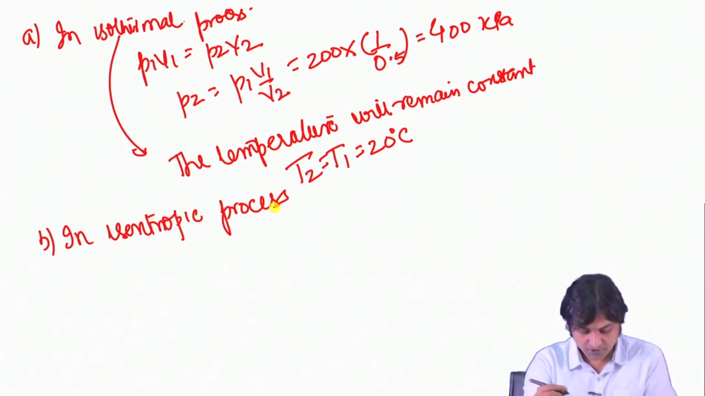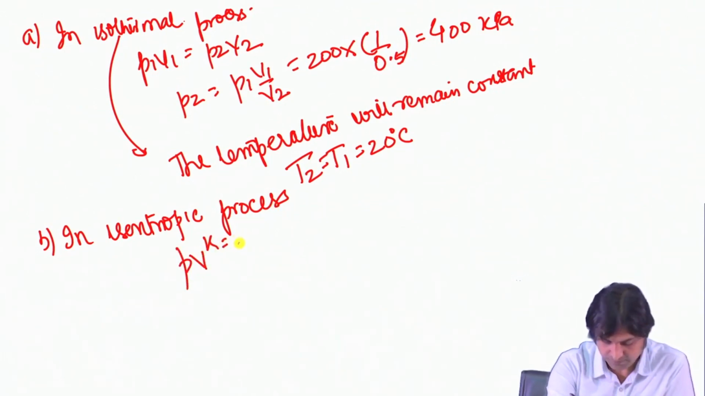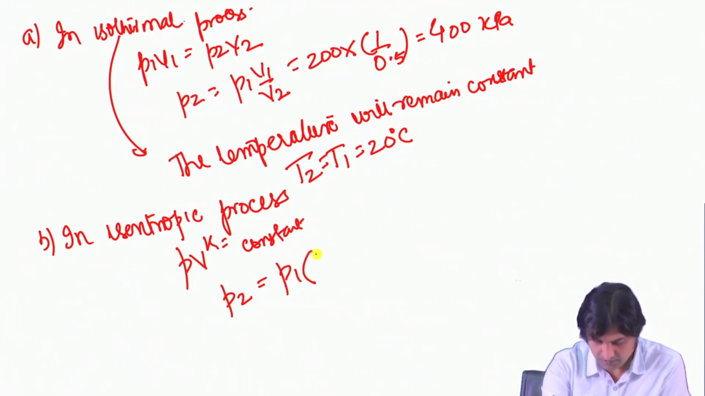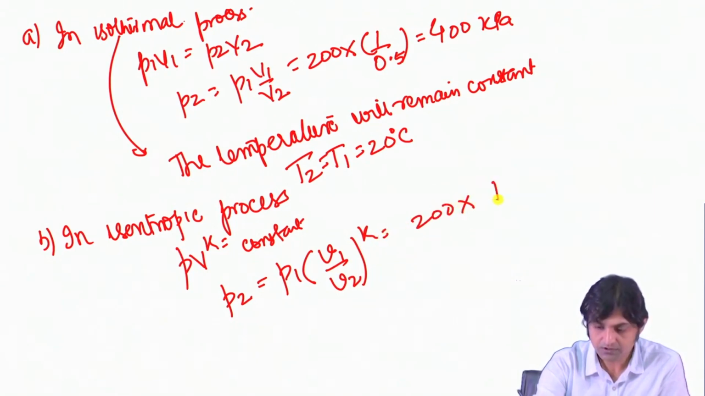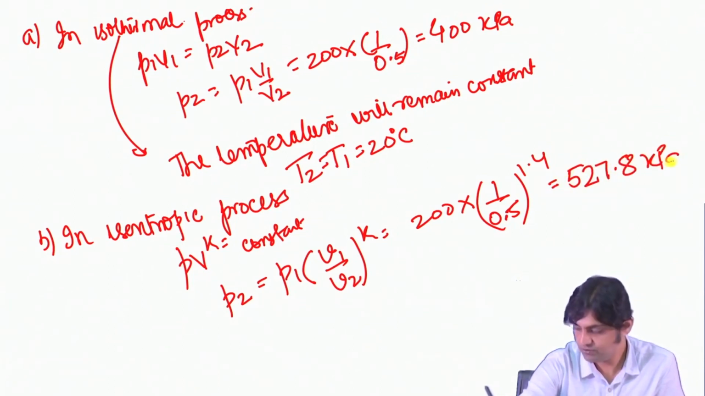What happens in isentropic process? PV to the power k is constant. So in this case P2 will come to be P1 multiplied by V1 by V2 to the power k. So 200 into, it's compressed to half, so 1 by 0.5 to the power 1.4, and if you calculate this, it will come out to be 527.8 kilopascal.